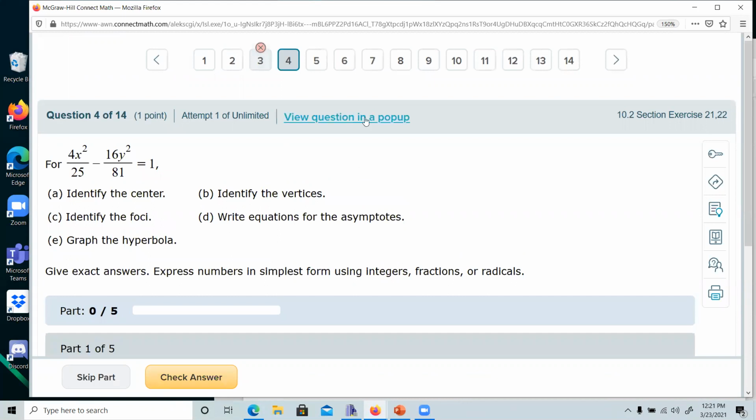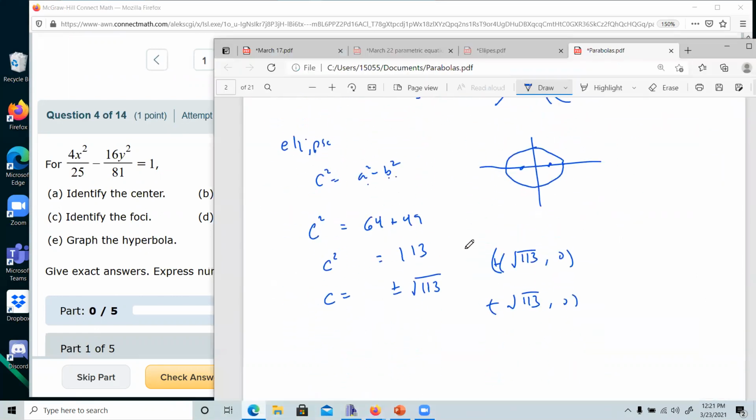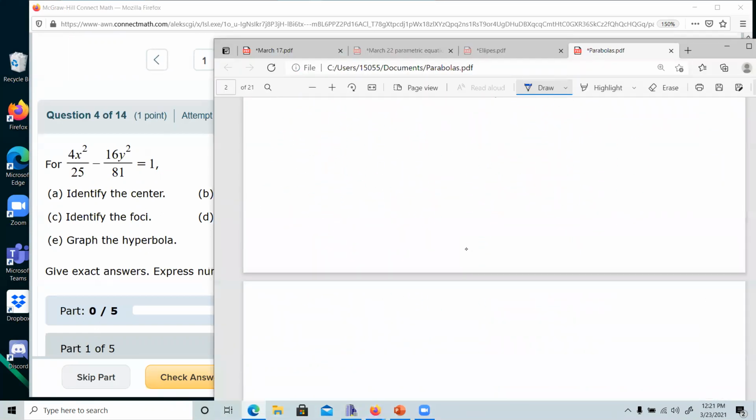All right, so let's see here. We should do one like this too. This could happen with ellipses as well, by the way, where you don't get the whole number underneath. You kind of do, right? 4 over 25 is equal to 1 over 25 over 4, a reciprocal.